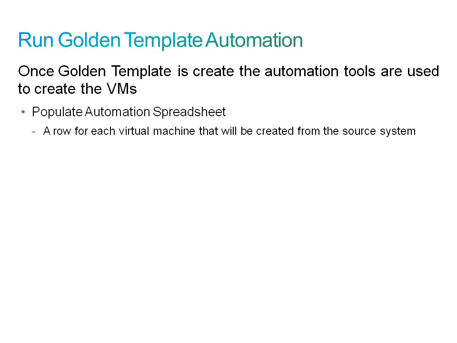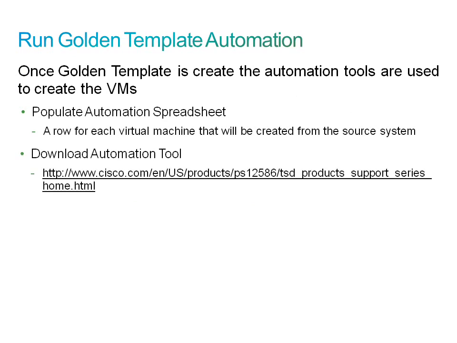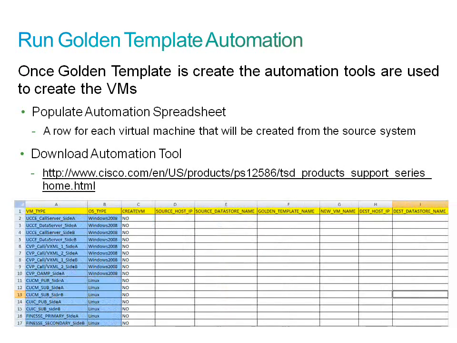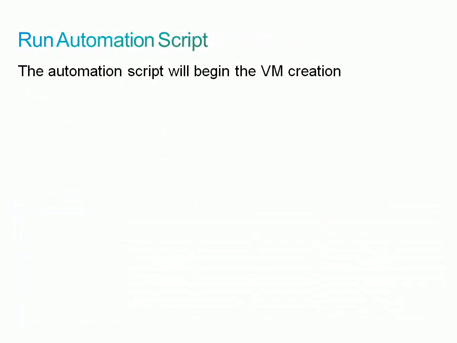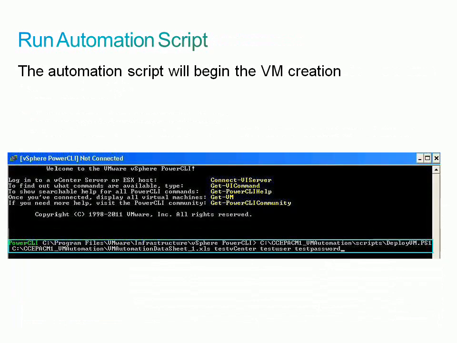Once the golden templates are created, you must populate the automation spreadsheet that is included in the automation tools that you may download from Cisco. The information entered in this spreadsheet is used to configure base information for each of the components that you are installing. Once the spreadsheet is populated, use the Power CLI to issue the command that will begin the automation process.